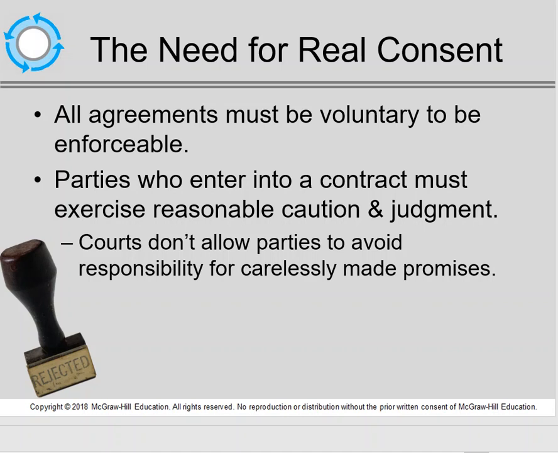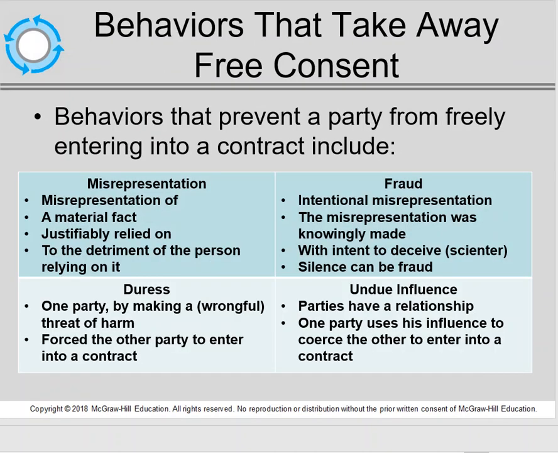Let's look at some of the behaviors that take away voluntary consent. There are 5 behaviors that take away voluntary consent, even though the slide shows 4. The first one is non-fraudulent misrepresentation. The second one is fraud. Number 3, duress. Number 4, undue influence. And number 5, the one that you don't see here on the slide, is mistake.